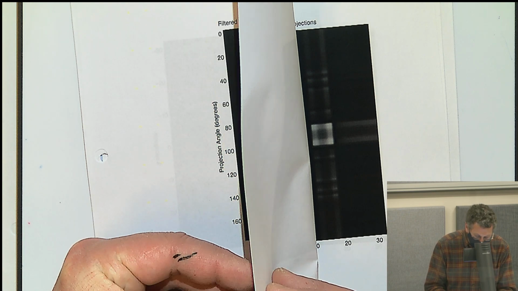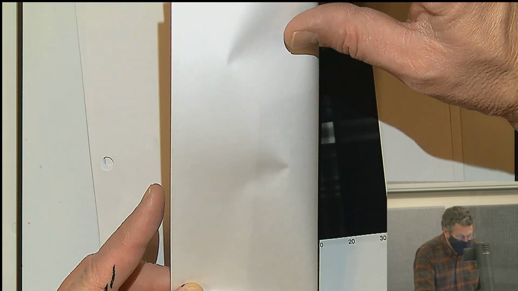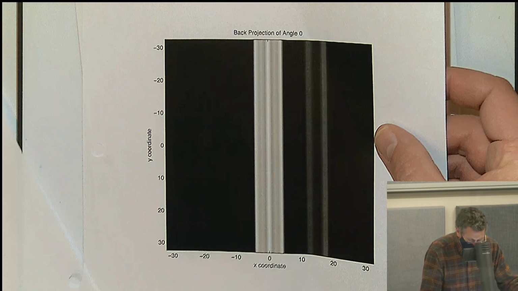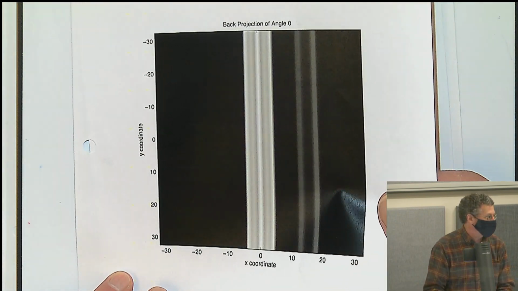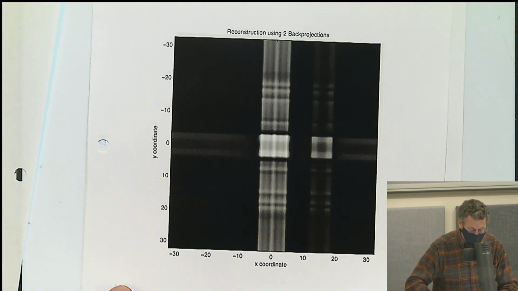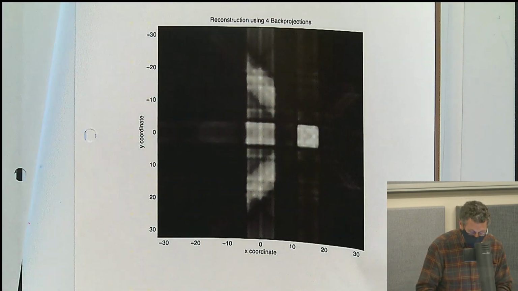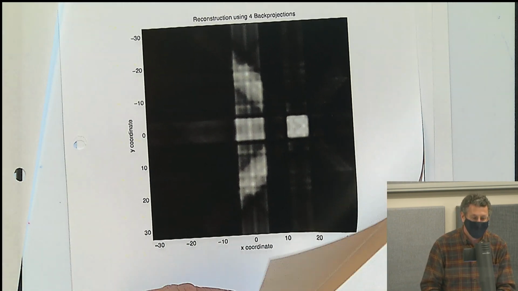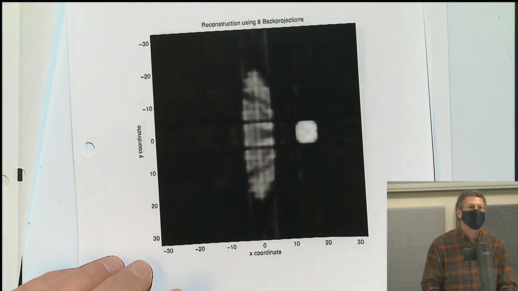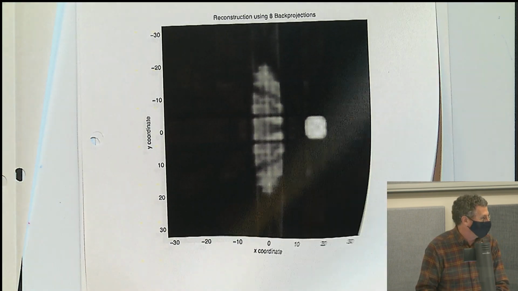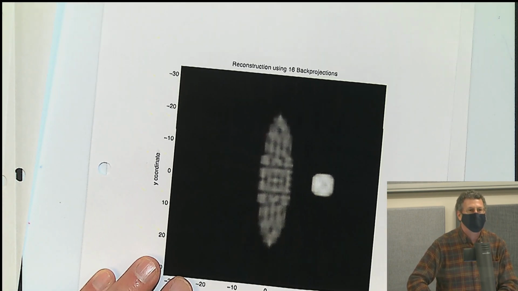So when you back project that, if you back project just one projection, you get this. It doesn't look very good. If you back project 2 projections, you get this. If you back project 4 projections, you get this. If you back project 8 projections, it starts looking like the thing it's supposed to. If you back project 16, it looks like this.